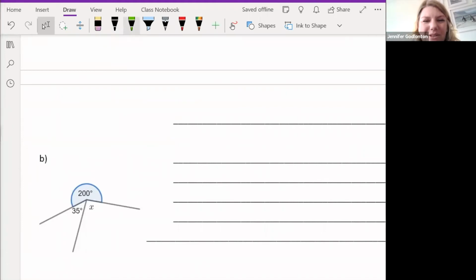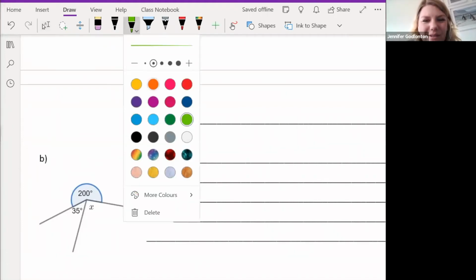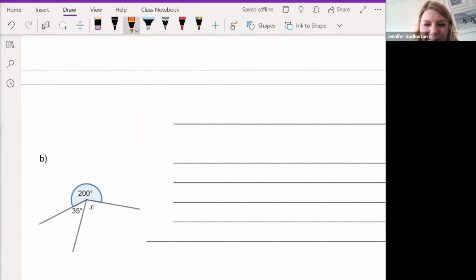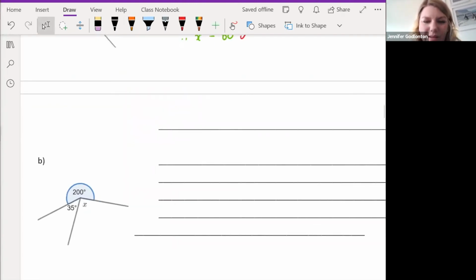Talk me through what I'm going to write here. Okay, ma'am. So first, you're going to write down your equation. So it's going to be 200 degrees plus 35 degrees plus x equals 360.